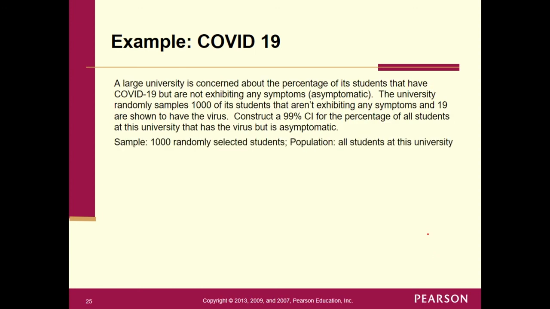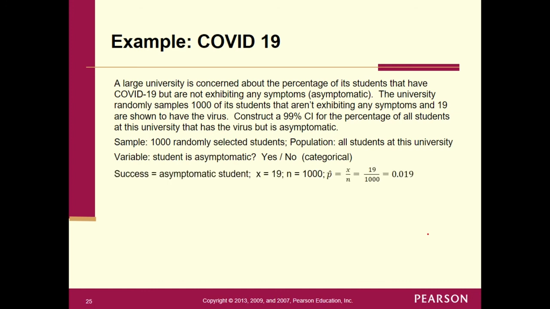So what's our sample? Our 1,000 randomly selected students. Our population: all students at this university. What's the underlying variable? Whether the student is asymptomatic: yes, no, categorical. Because it's categorical, we're going to analyze this with the percentage or proportion. What would be a success? Remember, it's not anything good or bad. It's finding an asymptomatic student. How many did we have out of the 1,000? We had 19. So p hat, our sample proportion, is pretty low. It's 0.019.